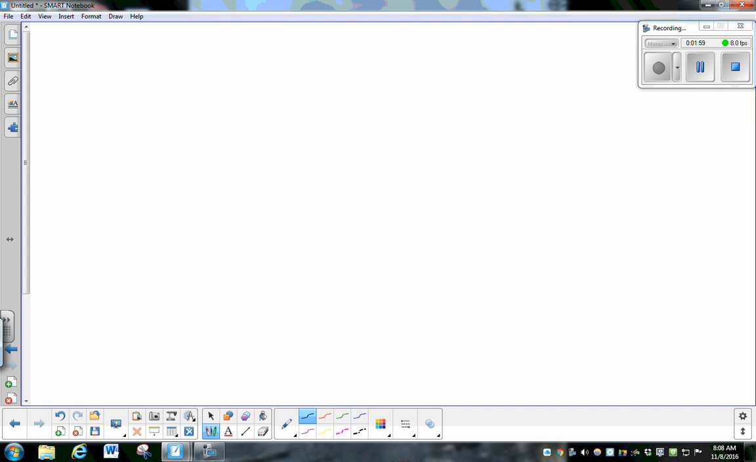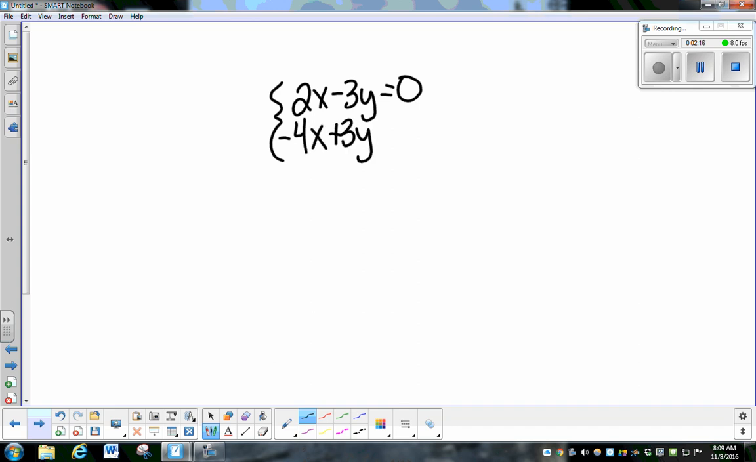All right, so like we've talked about, we're going to solve this system, and we're going to use that symbol if you can to show, hey, these two equations are in a system. So 2x minus 3y equals 0, and negative 4x plus 3y equals negative 1. So we're going to solve this system using elimination. We're starting off with the easiest one we can, because what we're going to do is add up these two equations here.